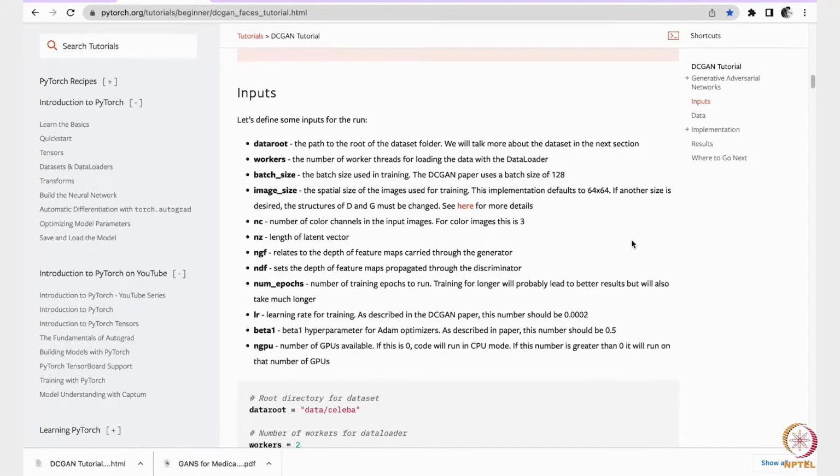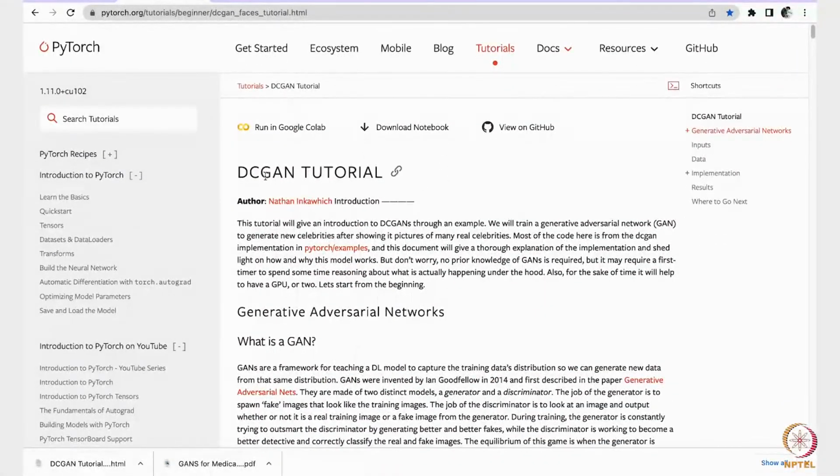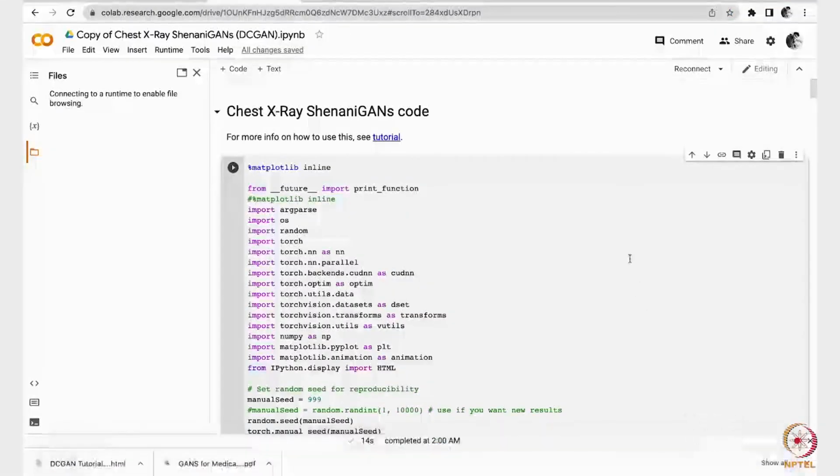In this section, we will now see how to implement the code for the downloaded dataset of chest X-rays. So here, if you go to PyTorch tutorials, here you can see the DCGAN tutorial, and you can directly go there and go through this one. But let me explain to you what is happening in each and every block, so that once it is done, we will directly go to our code, whatever I have written here.